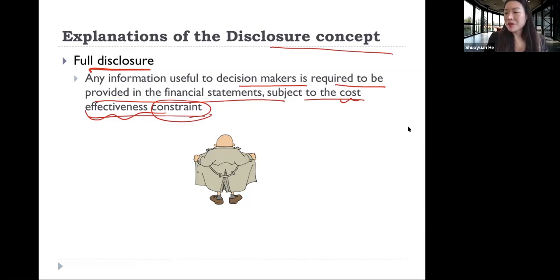So the purpose of going over it here is just to give you a rough idea of what those concepts are. Information should be relevant and faithfully representative. So those are ideas. And we're kind of going to link back to it when we go through each specific account in the future.